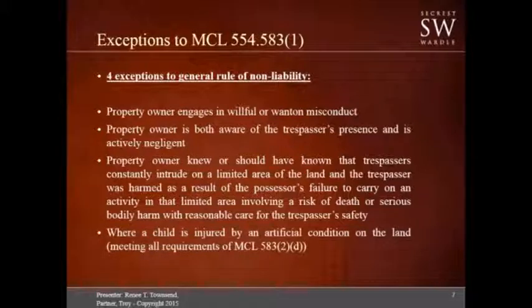And number 4, in certain situations where a child is injured by an artificial condition on the land. Now that last one comes with its own set of sub-requirements, all of which must apply for a landowner to be liable for a child injured by an artificial condition on the land.